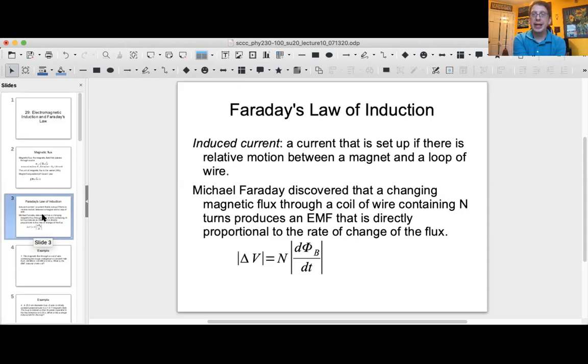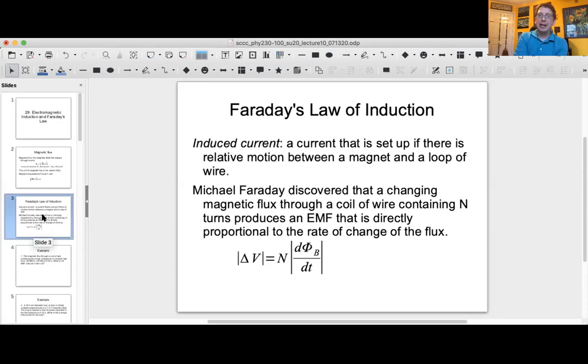This is something that you can measure, and you can figure out the magnitude and the direction. We'll talk about the magnitude right now, and we'll talk about direction in a couple of minutes. The magnitude of the induced EMF is equal to the total number of turns in the coil, which is capital N, multiplied by the rate of change of the magnetic flux. So the more quickly the magnetic flux is changing, the greater the induced EMF you'll see, and the greater the current you'll see through the loop as well.